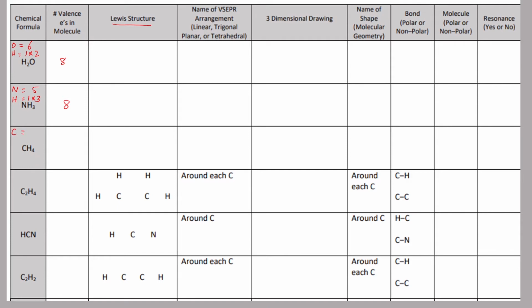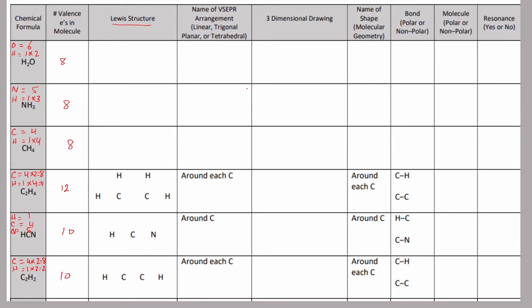For methane, we have carbon from group 4A, so 4 valence electrons. We have hydrogen from group 1A, 1 valence electron times 4. We have 8 electrons here. For the next example, we have carbon from group 4A, but we have 2 carbons. We have hydrogen from group 1A, but we have 4 hydrogens. So 12 electrons altogether. Here we have 1 for hydrogen, 4 for carbon, and 5 for nitrogen. So in total we have 10 electrons. And in this last example, we have 8 total electrons from carbon and 2 electrons from hydrogen, so we have 10 electrons.